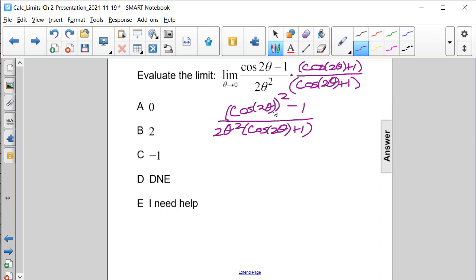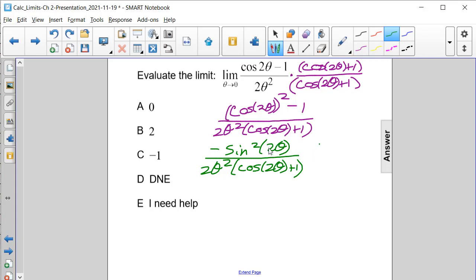plus 1. All right, and we know that through a Pythagorean identity with trig, that cosine of 2 theta squared minus 1 is equal to negative sine squared of 2 theta. So negative sine squared of 2 theta. And then the denominator is going to stay the same. So we have 2 theta squared times cosine of 2 theta plus 1.